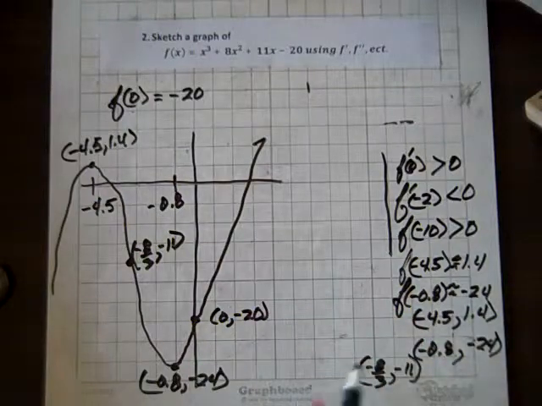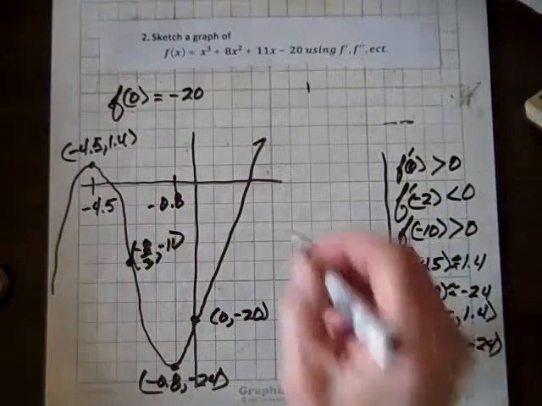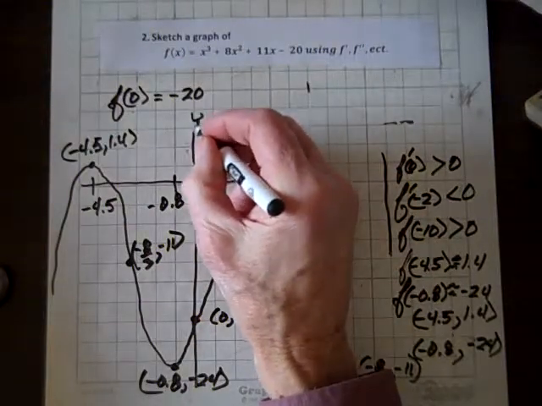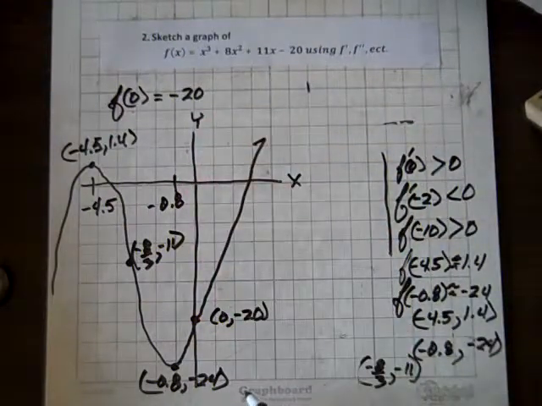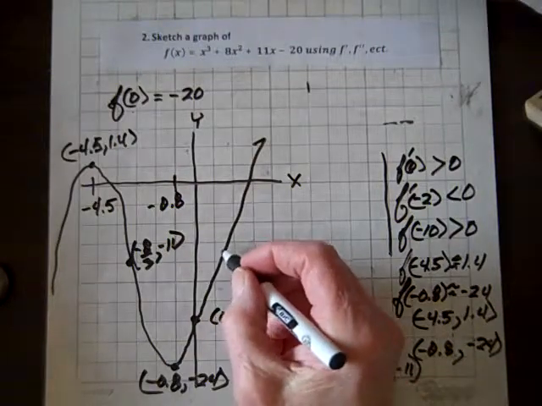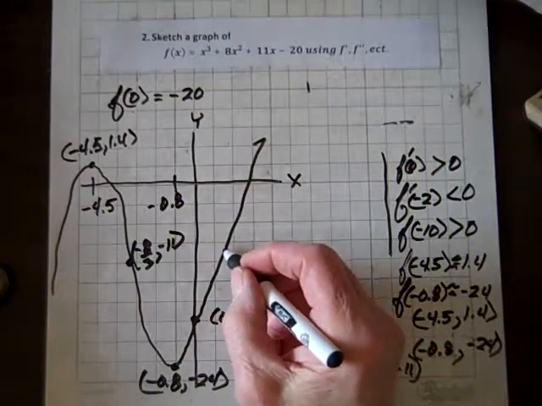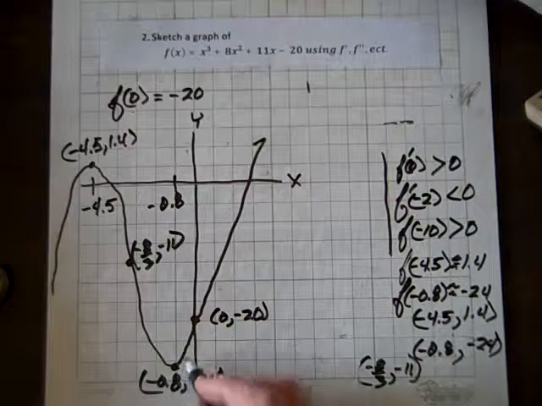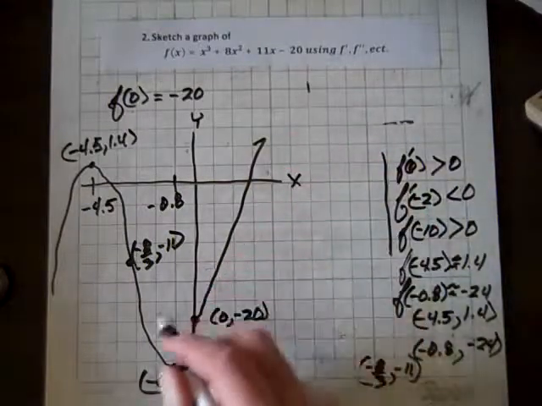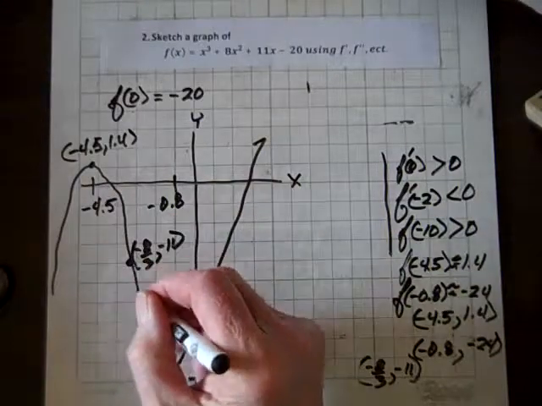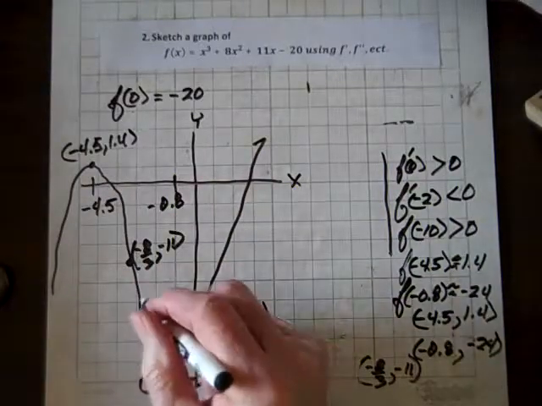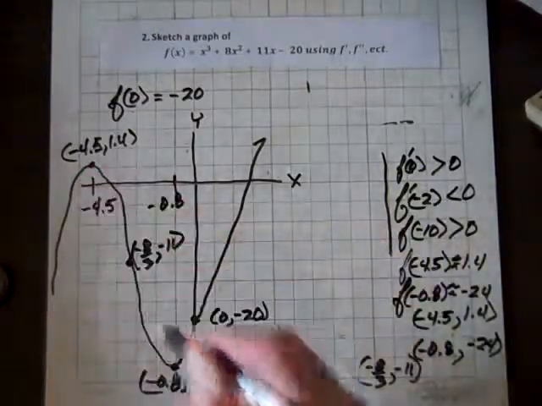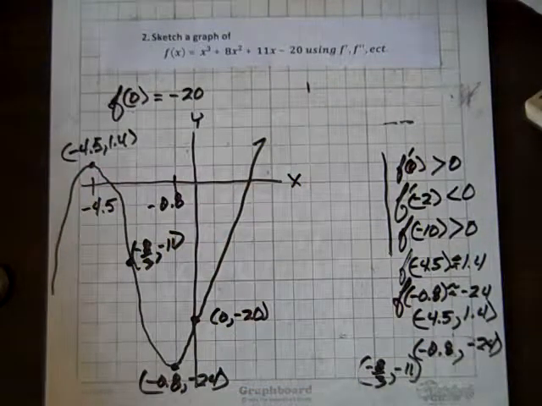And let's see, x and y, and oh yes, notice the slope to the right of negative 0.8 is positive. Between negative 4.5 and negative 0.8 it's negative, and we've got a positive slope to the left of negative 4.5, and we're done.